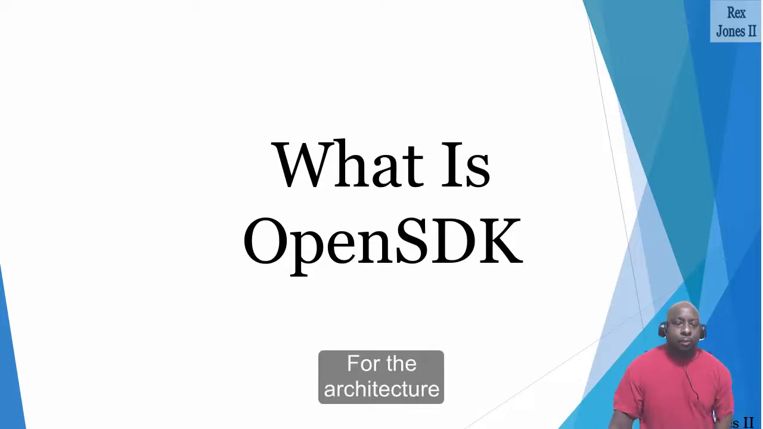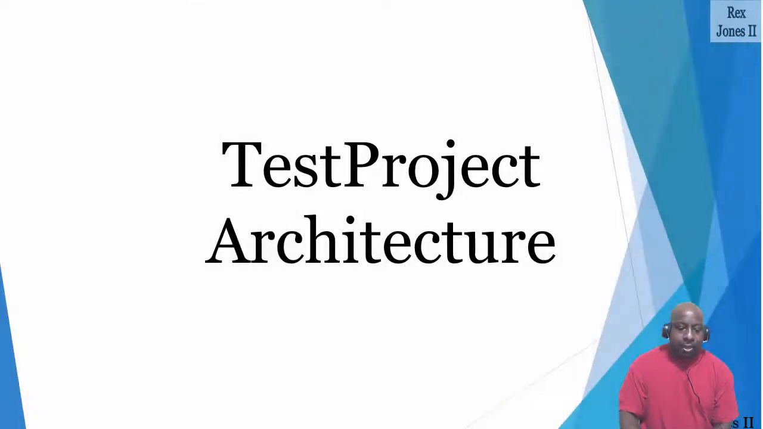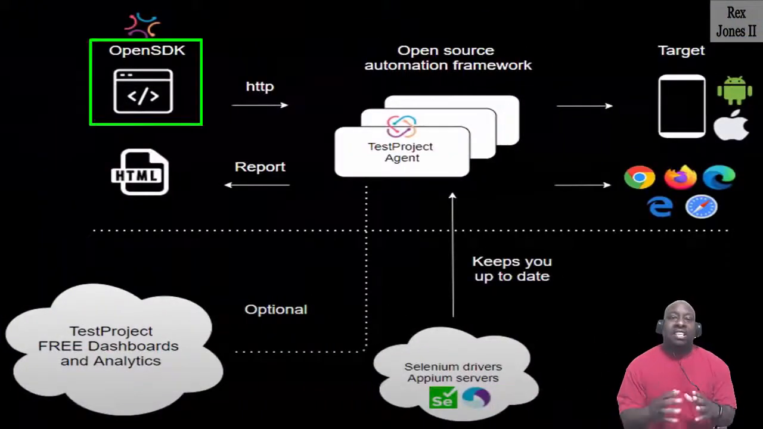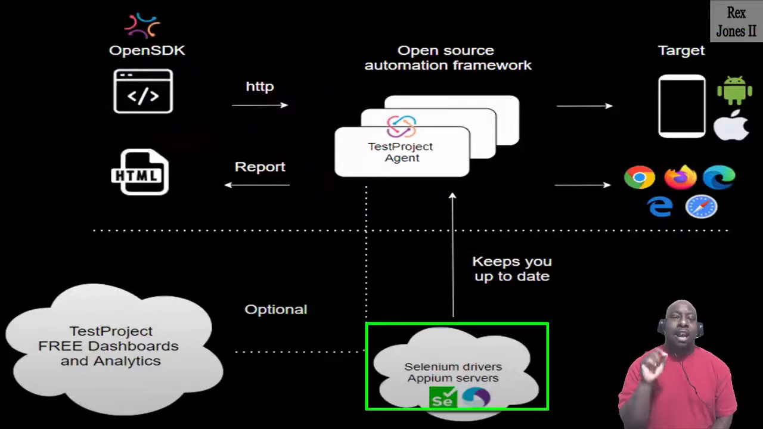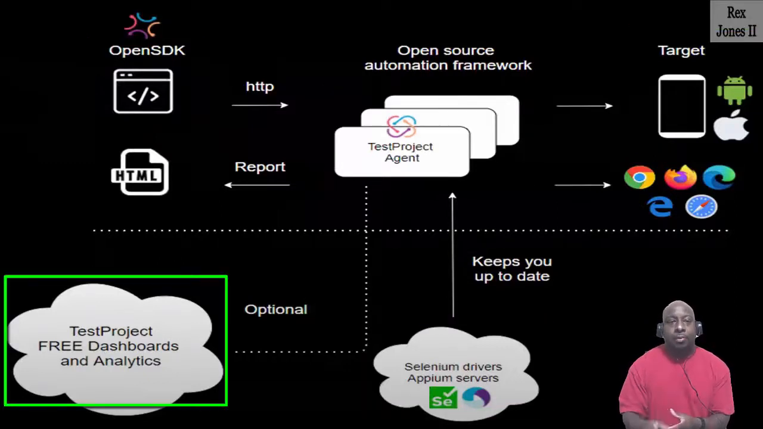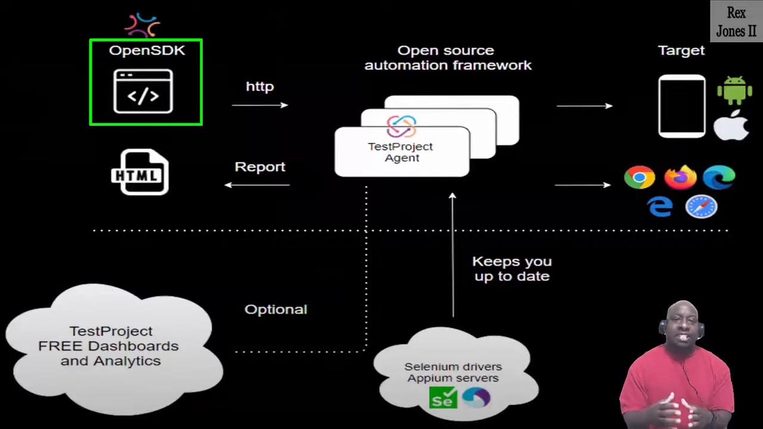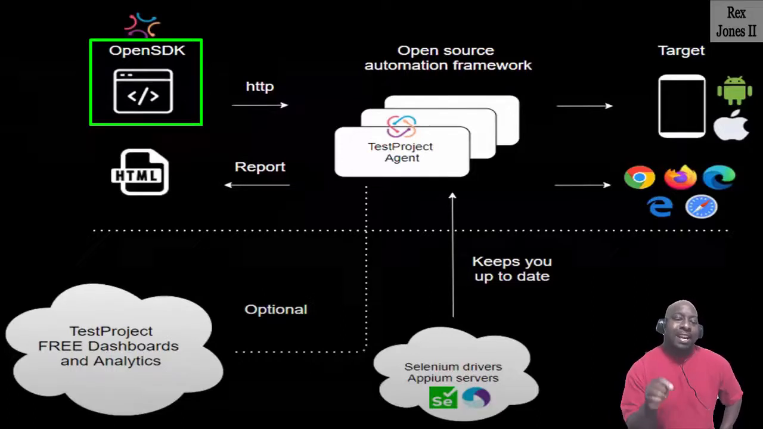For the architecture, we see OpenSDK, agent, target, drivers, dashboards, and analytics. Installing the OpenSDK is different for each programming language. JavaScript is available as an NPM package. NPM means Node Package Manager, and it is the default package manager for JavaScript.